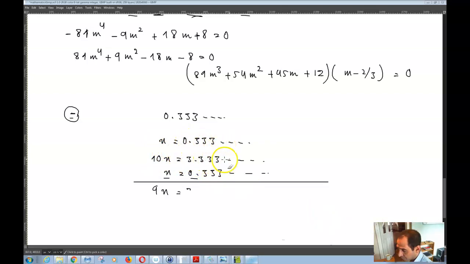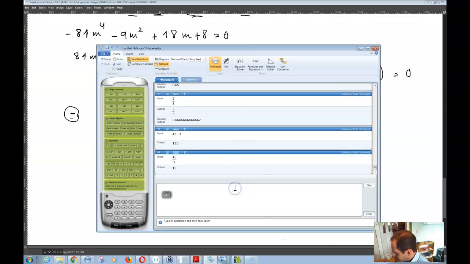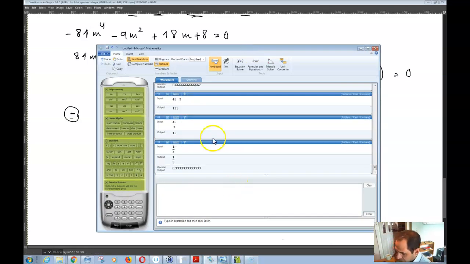x is equal to 3.33 and so on, and 10x minus x is equal to 9x. If I subtract, these will be 0 and you get the 3 over here. So x is equal to 3/9, which is equal to 1/3. Now if you use a calculator, 1 divided by 3 is equal to 0.333 and so on and so forth.